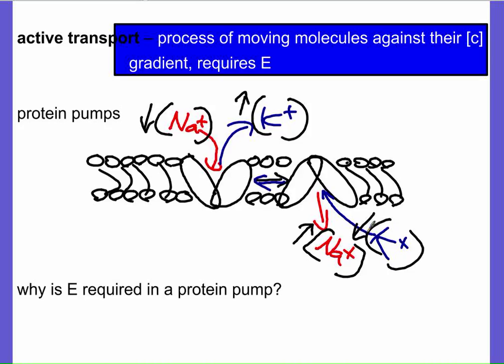Okay, so this question down here. I think this is the only real whiteboard question we got today. Why is energy required in a protein pump? What do I use that energy for? There are two things I want you to mention in this answer specifically, so try and get something written down. I'll check on it and see if it's okay. What is that energy used for?